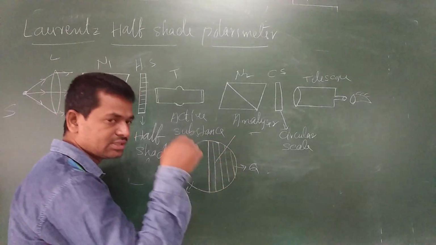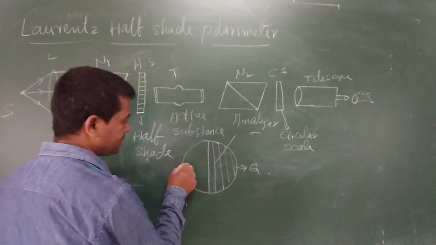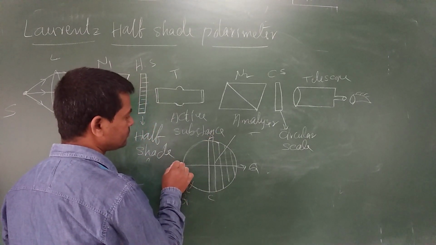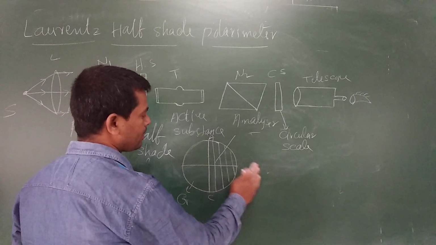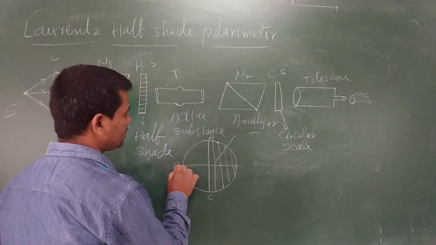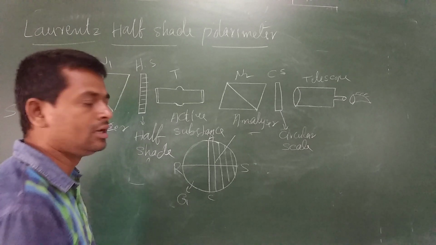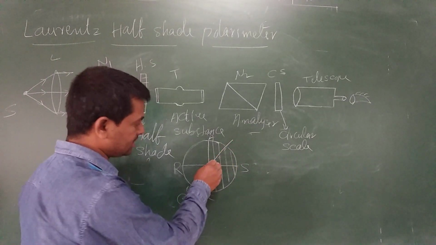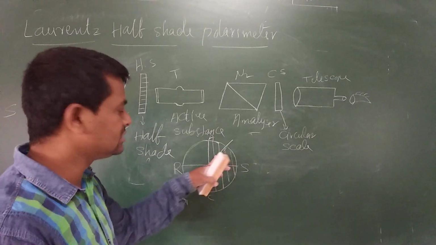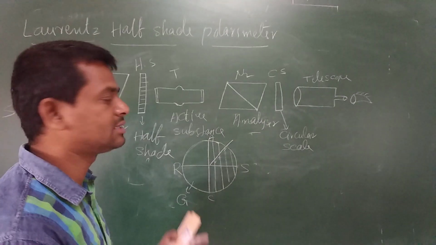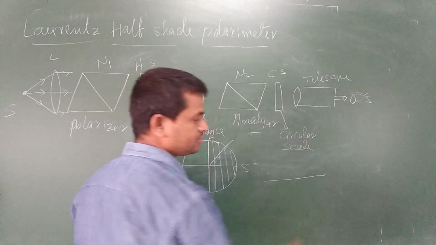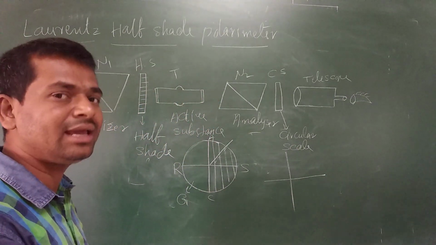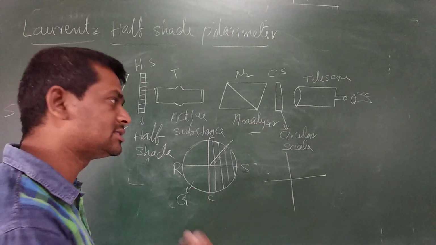Suppose the light is coming in this direction, and let me divide it into two parts. Let us take A, C, and these are R, S. So when light is coming like this, this light is divided into two parts. What parts do you know? One is the O ray and the E ray, the ordinary ray and the extraordinary ray.